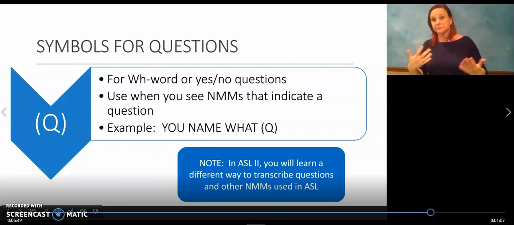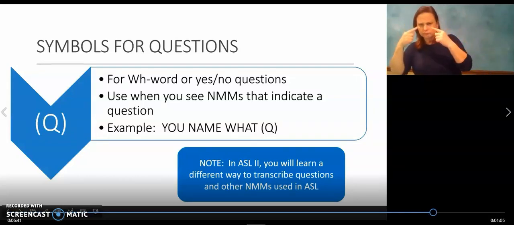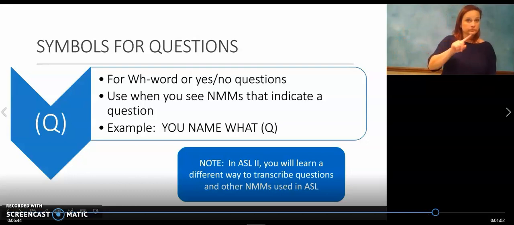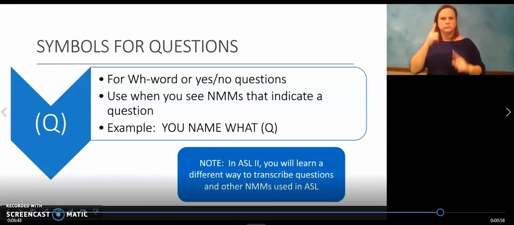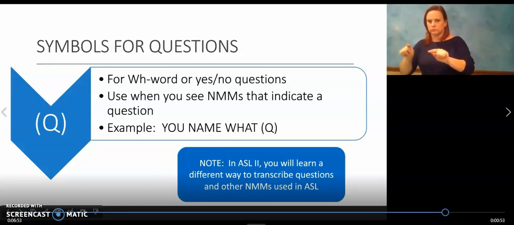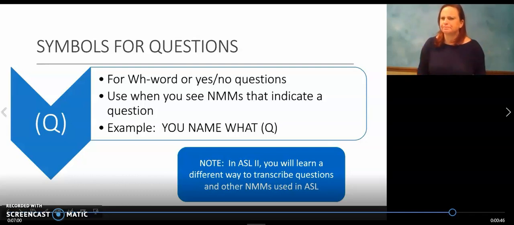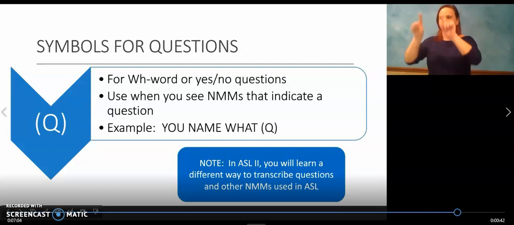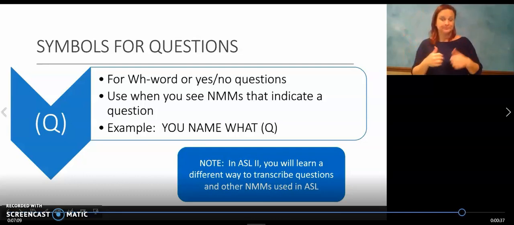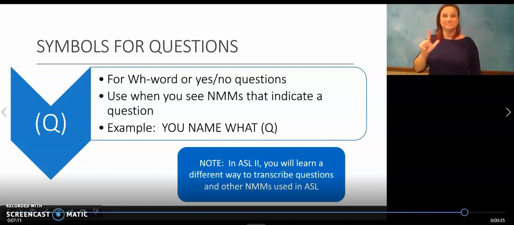If you notice non-manuals being used to indicate a WH question or a yes/no question, eyebrows down for WH, eyebrows up for yes/no, how do you show us that you caught that non-manuals? After you've written the signs for the question, at the end you would put parentheses and then a capital Q. So for example, if you see a sign, you name what, the eyebrows are down, then at the end of the sentence that you've written, you write the parentheses and then the capital Q as you see in the example.